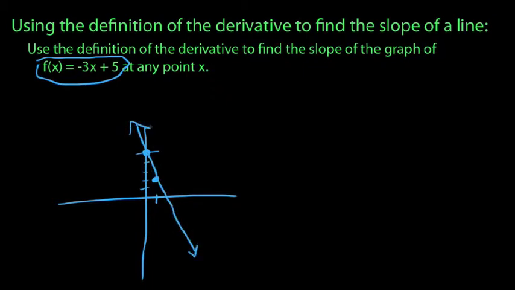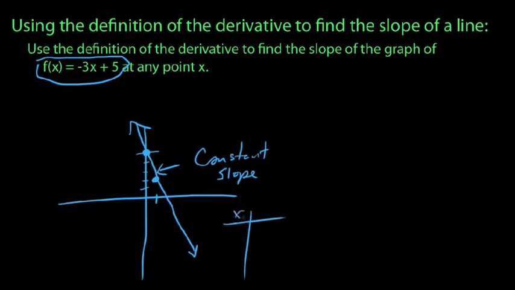Anyways, looking at this, we say, okay, let's find the derivative of it. Well, recall that the derivative of a graph is the slope of that graph at a given x value. And the thing about a line is this: it just has a constant slope. That is, every time x goes up by 1, y goes down by 3.